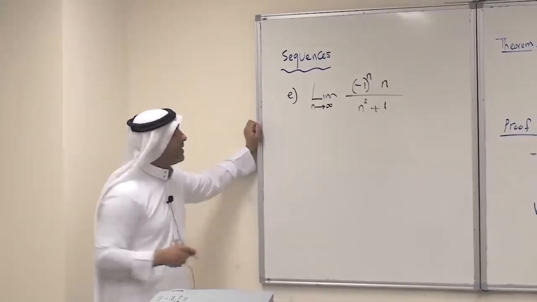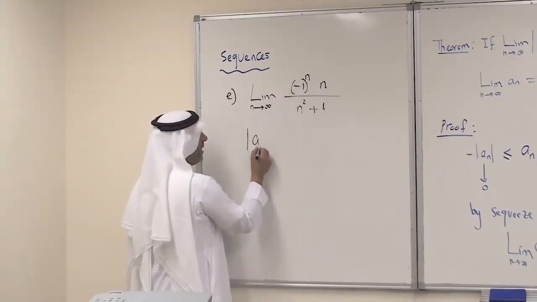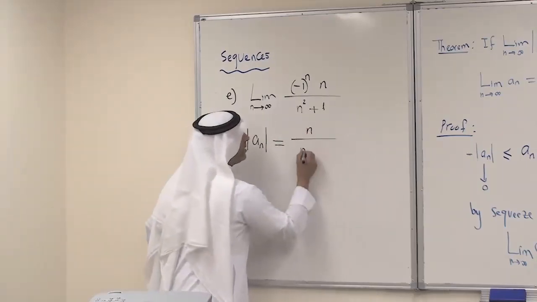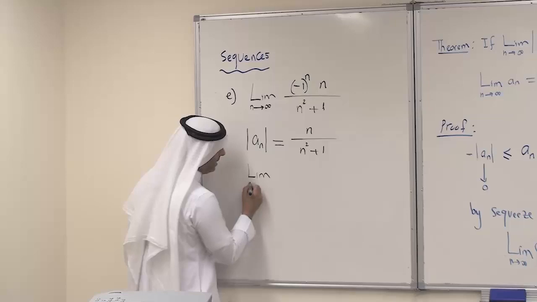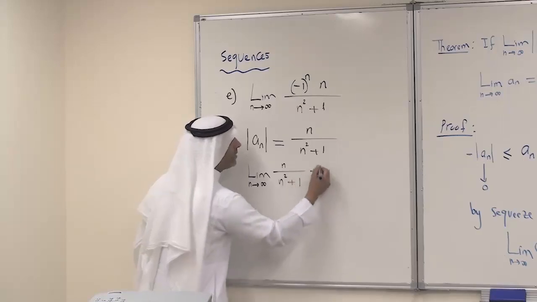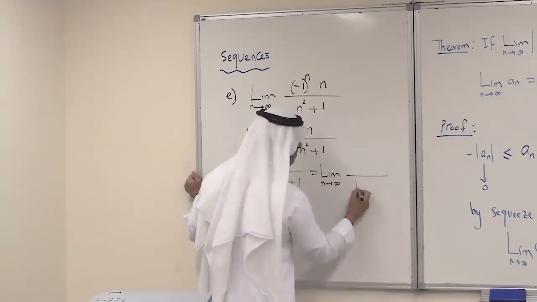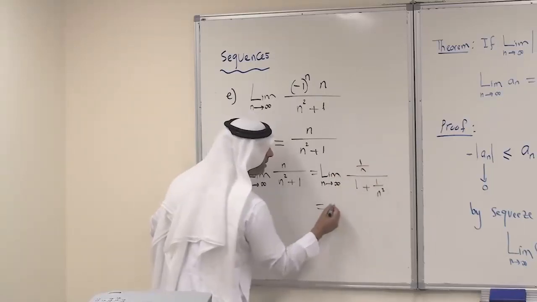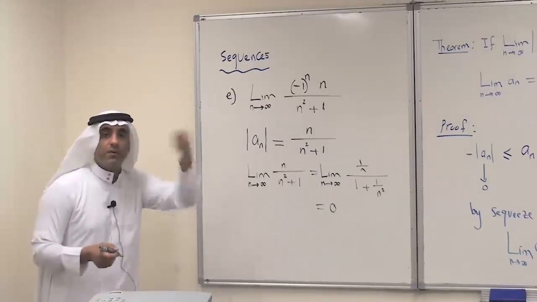One trial will be like this: why don't we take the absolute value of the sequence? If you call that one an, then the absolute value of an gives me n over n squared plus 1. Then what is the limit of n over n squared plus 1 as n goes to infinity? Simply, dividing by n squared up and down, this is the limit of 1 over n over 1 plus 1 over n squared. Of course, this will be equal to 0, because it is 0 over 1 plus 0, which is equal to 0. What can we conclude now?